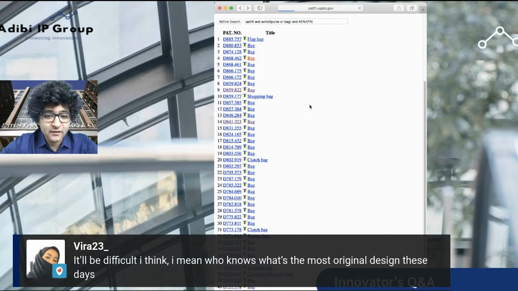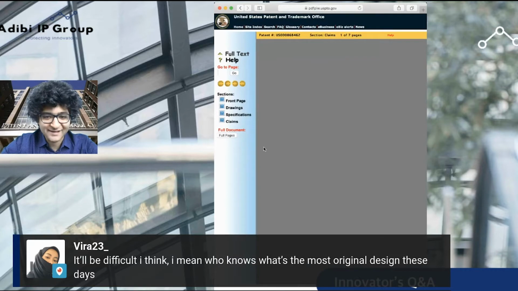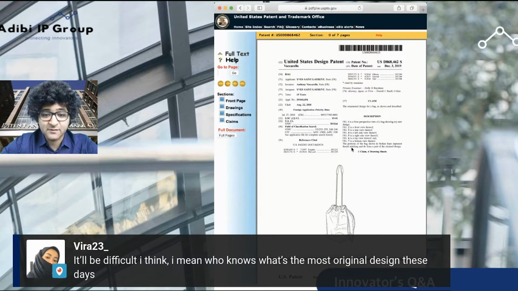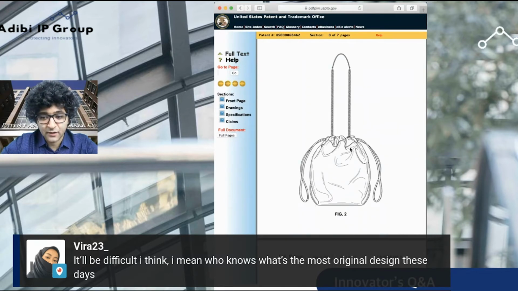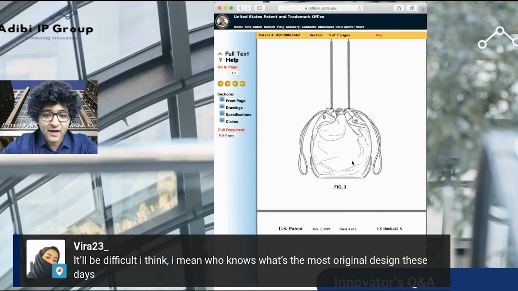And a lot of the big fashion houses that do have bags out there, like this YSL, which I can't pronounce, but Victoria can, you bet they're going to have design patents on a lot of their stuff. So it's definitely something to keep in mind, especially if you think about knockoffs and how a lot of people put knockoffs out there. Oh, it'll be difficult, I think. I mean, who knows what the most original design is? Yeah, right, exactly. It's true, and there's a lot of variations, right?